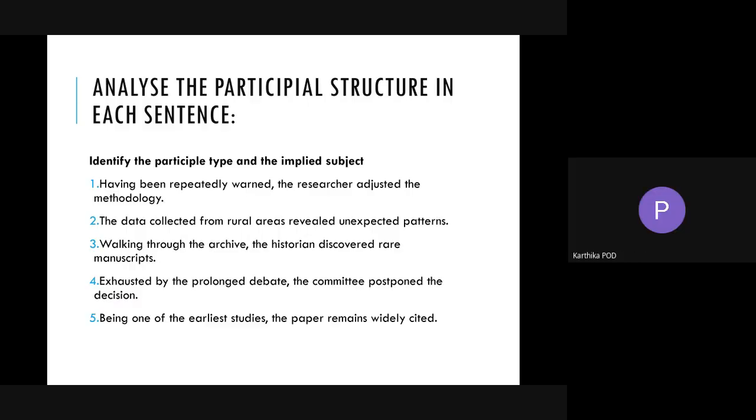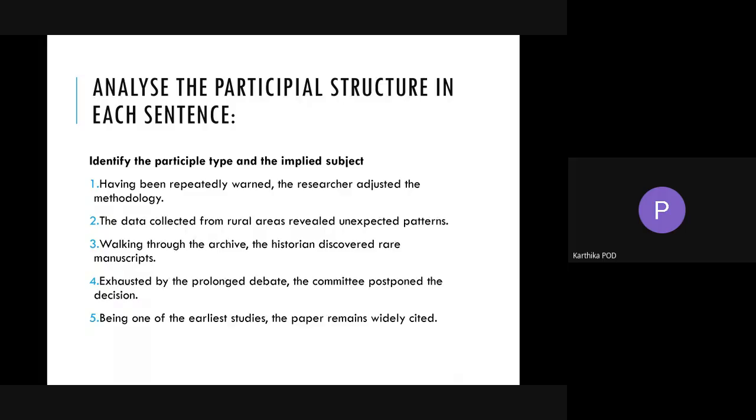The data collected from rural areas revealed unexpected patterns. What is the subject? The data. Yes. And the participle? Past participle. Yes.